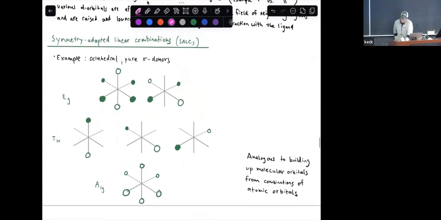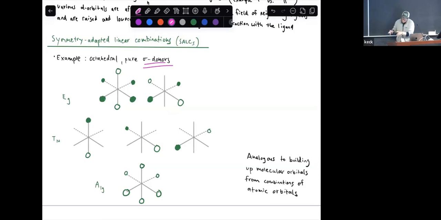So to introduce ligand field theory briefly, I need to introduce this terminology of symmetry adapted linear combinations of atomic orbitals, abbreviated SALCs. SALCs can be thought of as analogous to how we build up molecular orbitals from atomic orbitals. It's not exactly the same, but it is very much analogous. We have these constituent orbitals, and all we're going to talk about here is the simplest case, which is pure sigma donors.